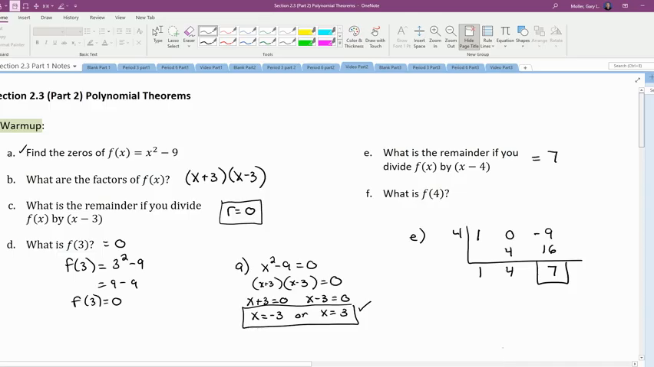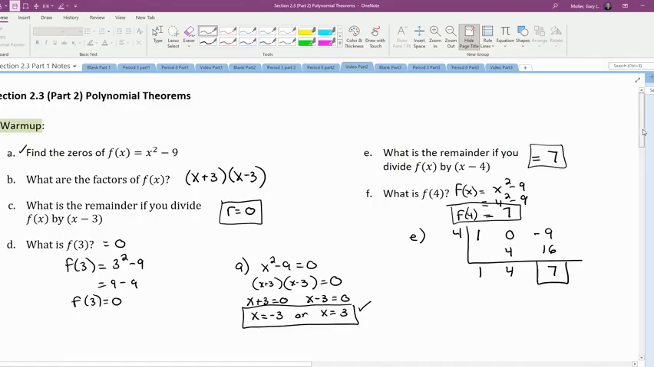So now the question is, what do you get when you do f of 4? So f of 4, we've got f of x equals x squared minus 9. So I get 4 squared minus 9. I get 16 minus 9. Hey, look at that. 16 minus 9, I get 7. So f of 4 is 7. The same number I got as a remainder.